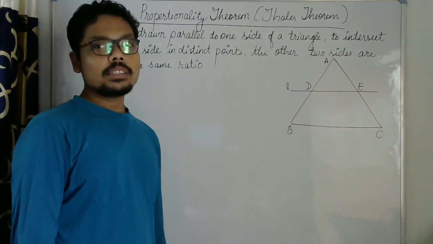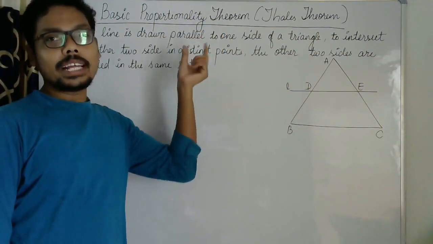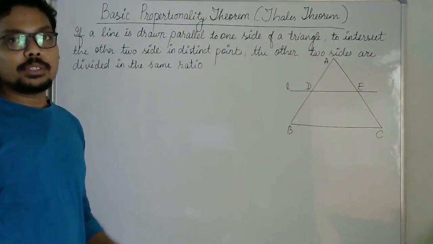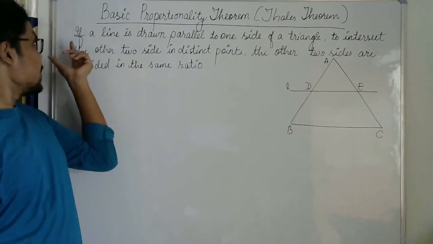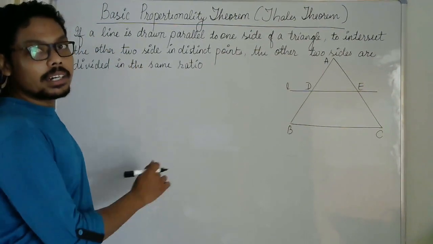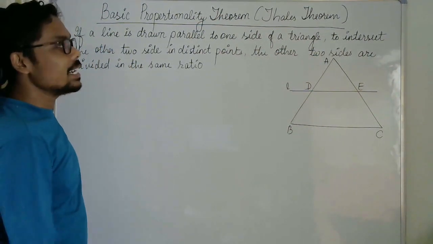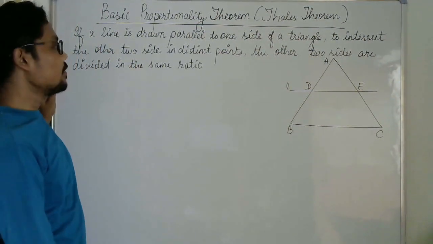Good morning, everyone. So today we'll study about the basic proportionality theorem, which is also called the Thales theorem. So here is the statement. What is the statement here? If a line is drawn parallel to one side of a triangle to intersect the other two sides in distinct points, the other two sides are divided in the same ratio.